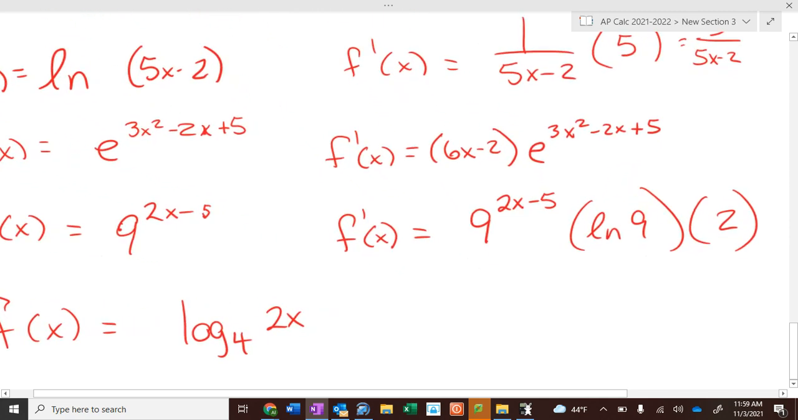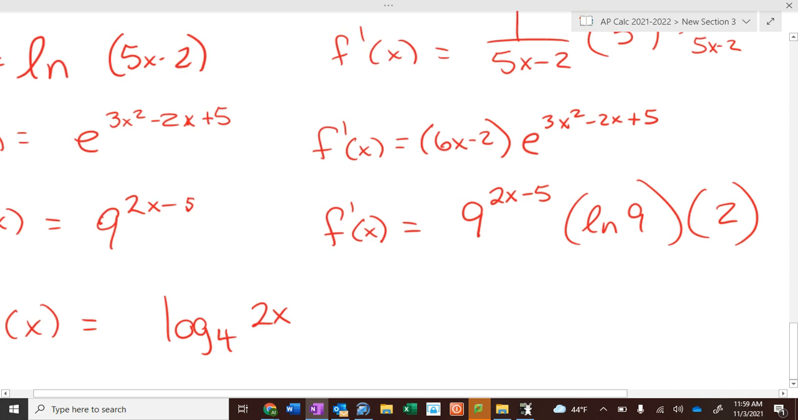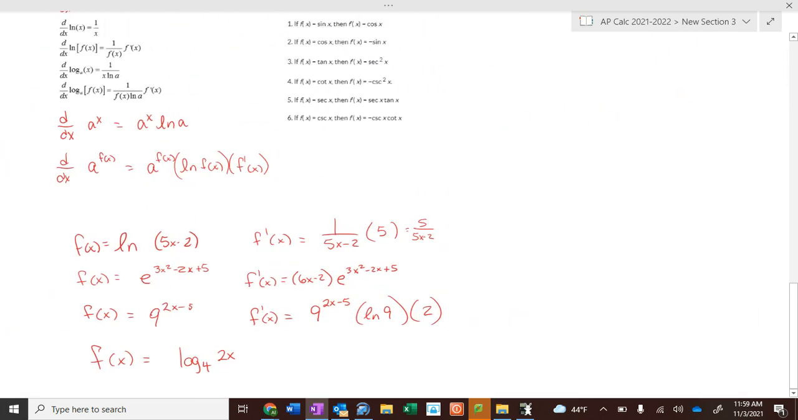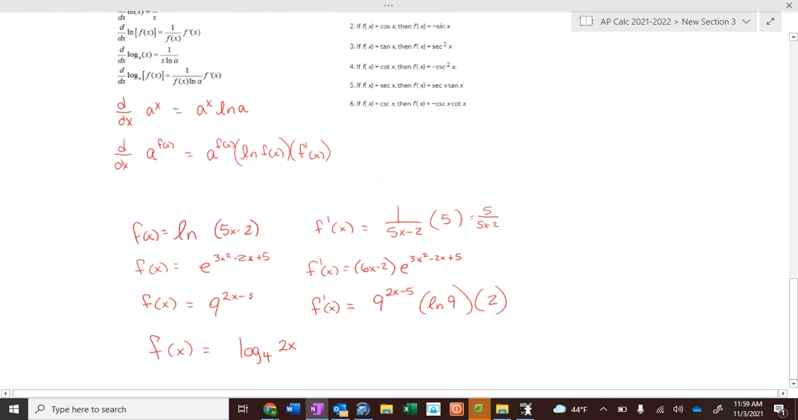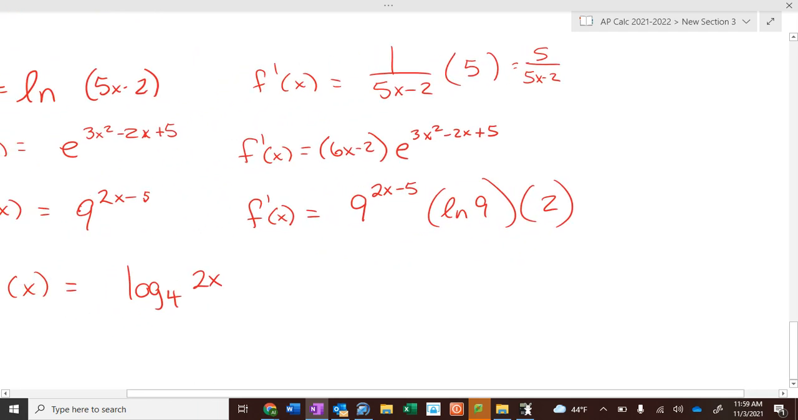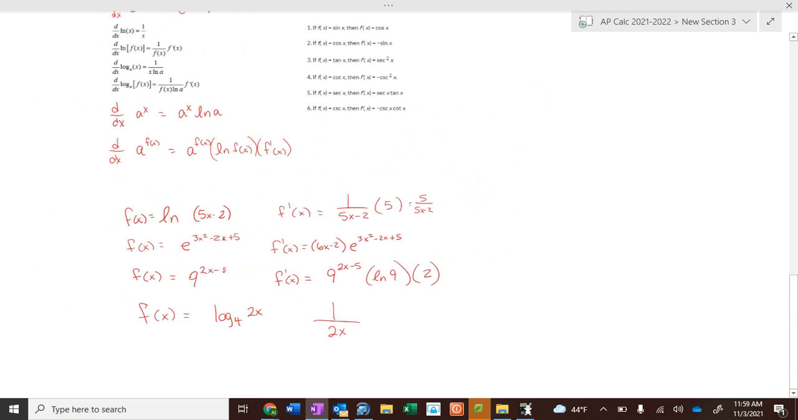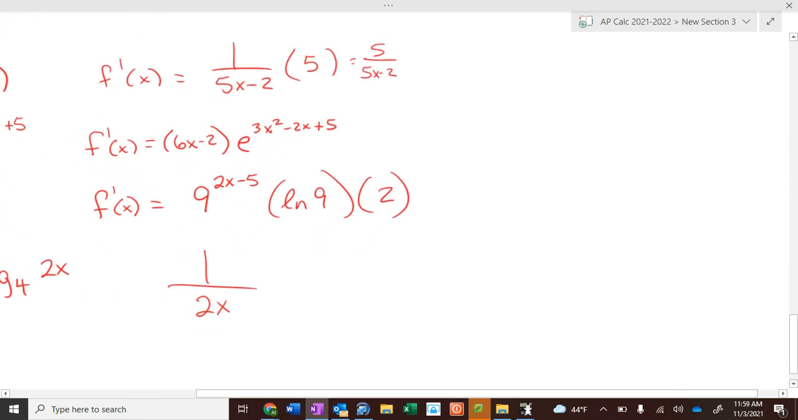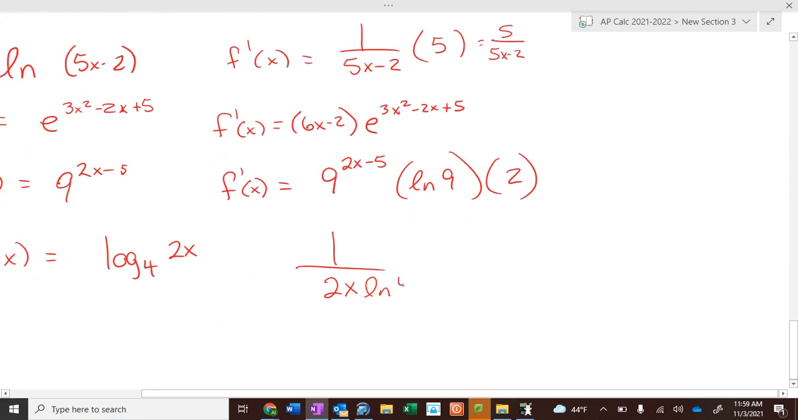Log base 4 of 2x. All right, so we go up to the log. So it's 1 over 2x times ln of 4 times 2. So then can your 2's cancel out? Yes, they will.